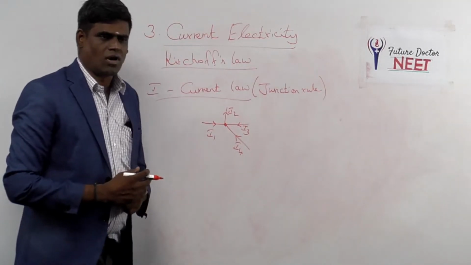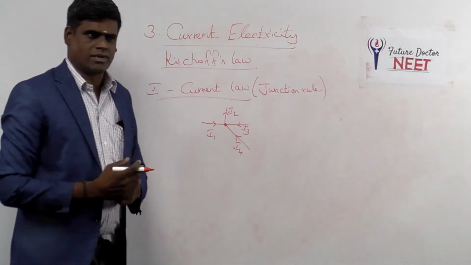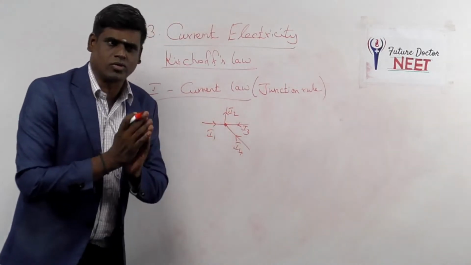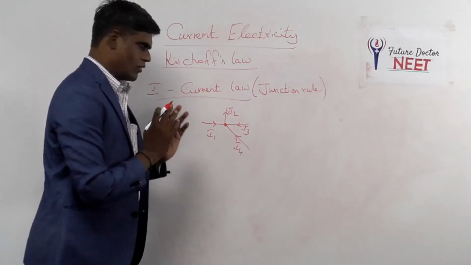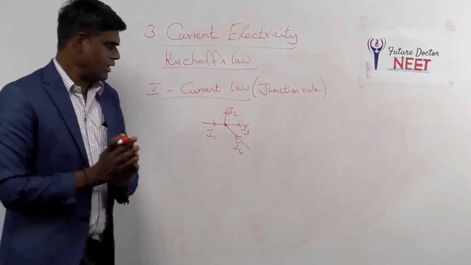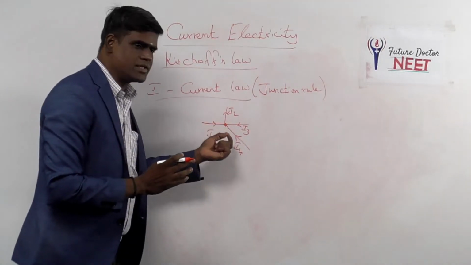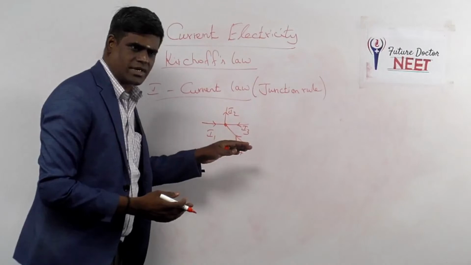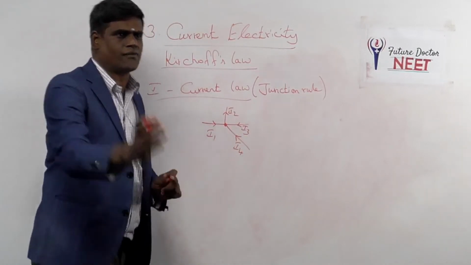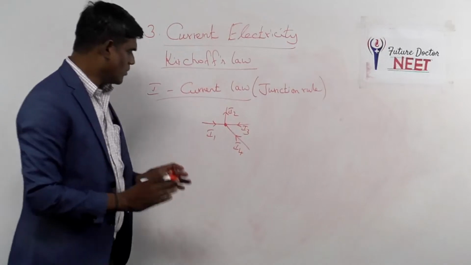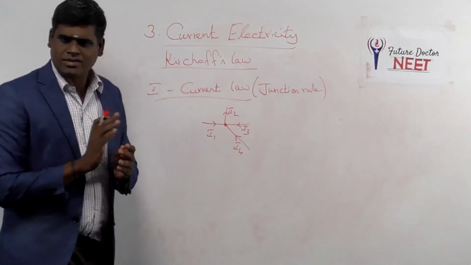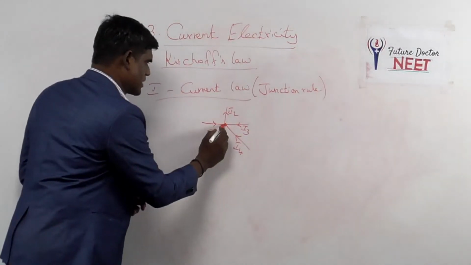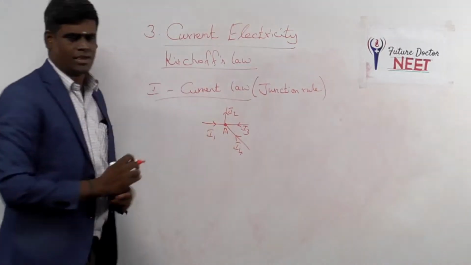State Kirchhoff's first law, or current law, or junction rule. It states that the algebraic sum of the currents in a junction is equal to 0. Algebraic sum of the current flowing into any junction is equal to 0, or current flowing towards the junction is equal to current flowing away from the junction. Okay, A is a junction point.